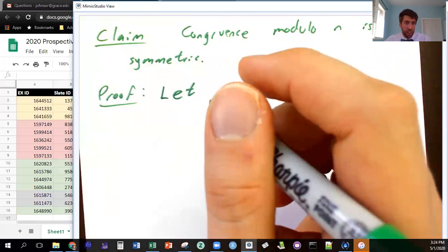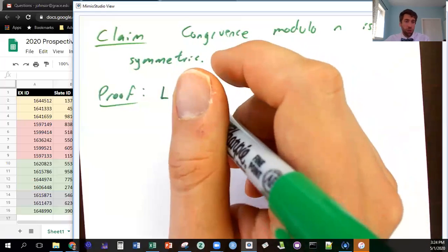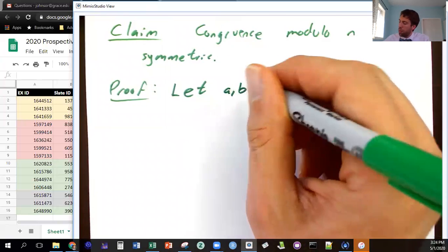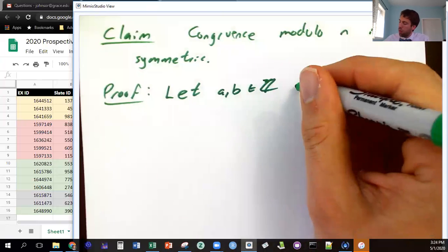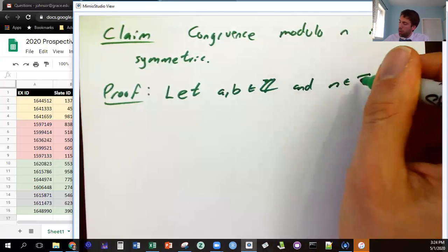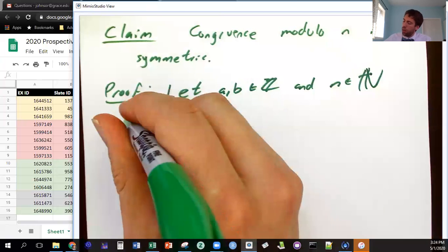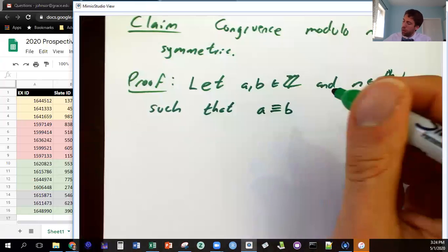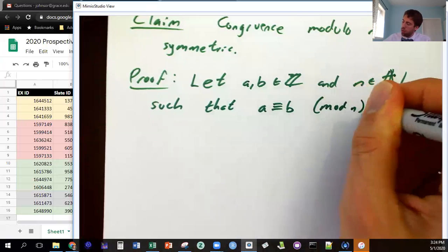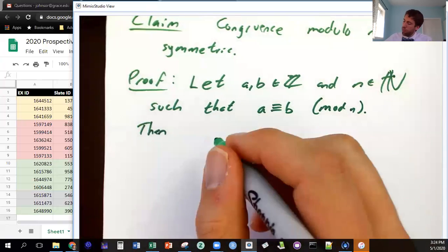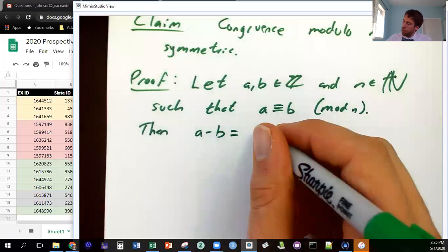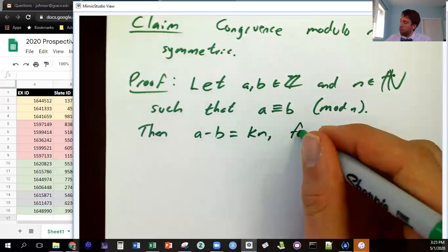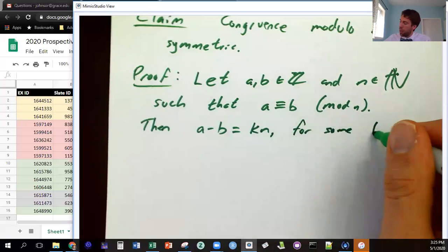The symmetric property is an if-then. So to prove an if-then, you assume the hypothesis. So let a, b be in the integers, and n in the natural numbers, such that a is equivalent to b mod n. Then a minus b equals kn. I have to introduce k, for some k in the integers.